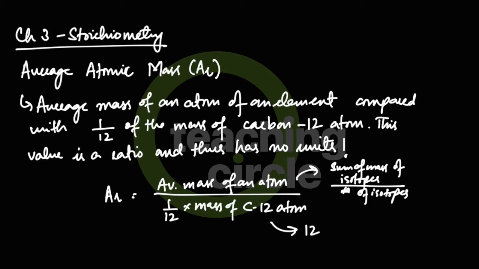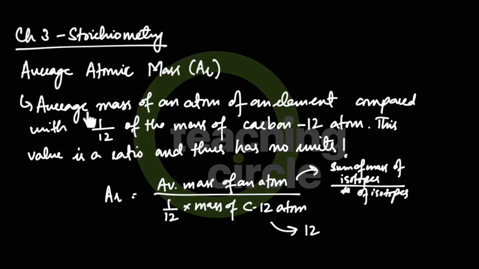We will start with defining what the average atomic mass is, and like I said, it could also happen that in the exam you're asked about relative atomic mass. Average and relative are two terms that are used pretty interchangeably, so don't be afraid if the term relative is used instead of average. The average atomic mass, represented by A subscript R, is the average mass of an atom of an element compared with 1/12 of the mass of a carbon-12 atom. This value is a ratio and thus has no units.